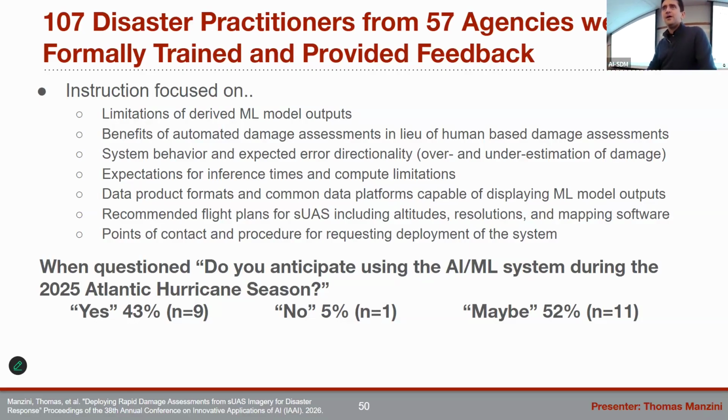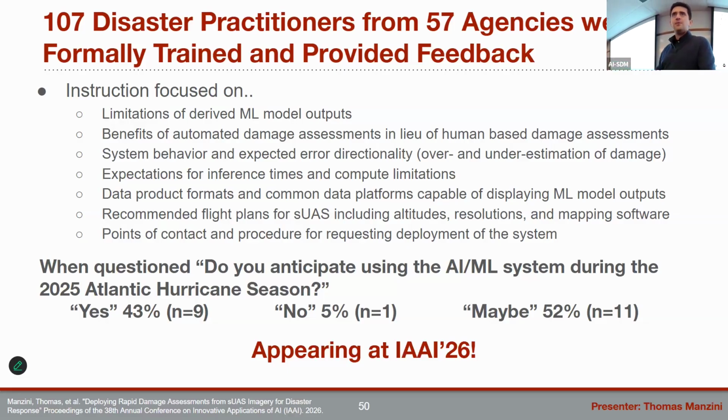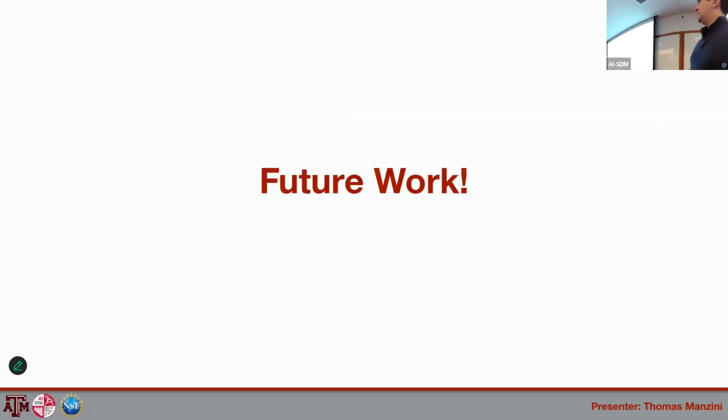These people are not technical, so it's hard to say whether or not they would actually adopt this system, but at the very least there's interest. And if you want to learn more about this deployment and about the training process, we have a paper coming out in AAAI 26 in a couple of months.